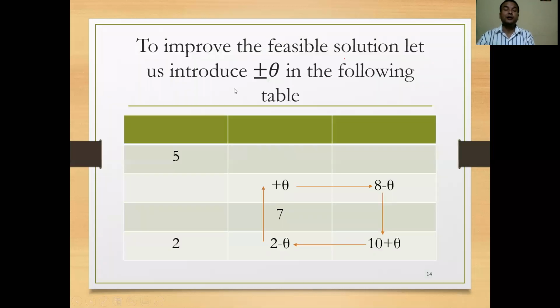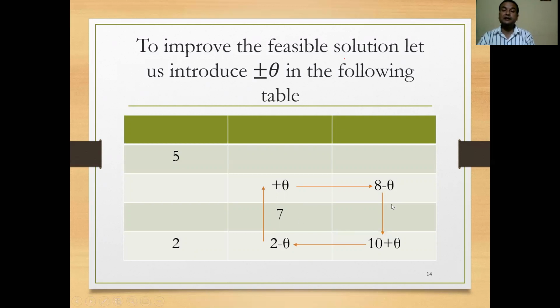Next step is what? We use plus minus theta in the cells. In the cells means in the loop, where, say, this is a loop. We have understood a loop has been formed by the allocated cells. So these evaluated cells, and in these loops we put negative values for what?